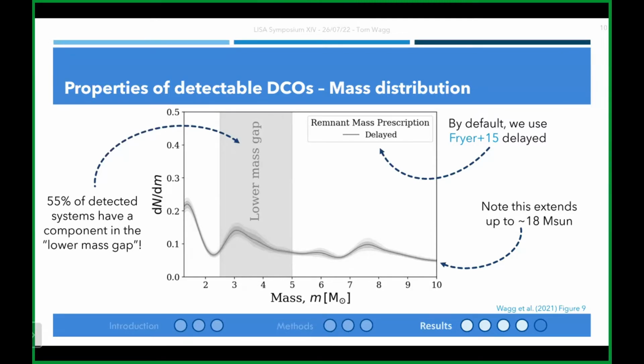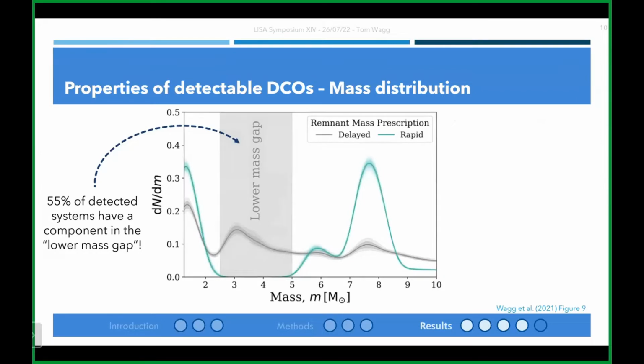I do want to highlight this is dependent on the physics assumptions. If we use a different remnant mass prescription, the rapid one, it looks like this blue curve instead. And what you see is that you don't get anything in the lower mass gap, because that prescription is designed not to produce anything in the lower mass gap. So of course we're not seeing them. But I just want to highlight that this is going to be dependent on your physics assumptions. But we find that it's still a sizable fraction.